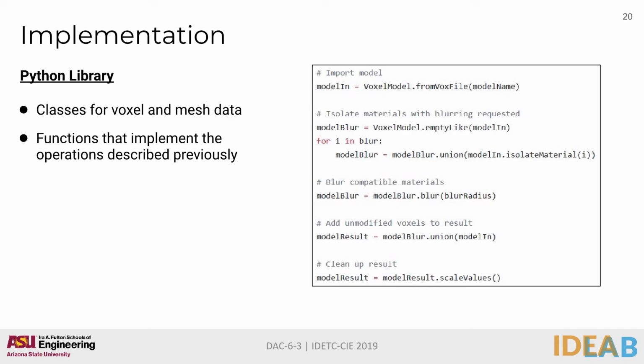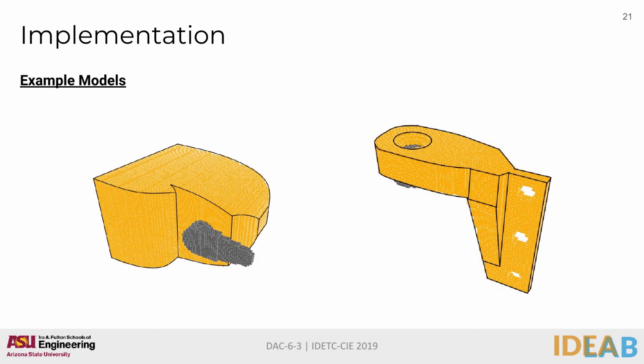Our Python implementation is built around classes for voxel and mesh data and includes functions and class methods for performing the operations described previously. The figure on the right shows a simple example of using our framework to apply a blur to a model. Using our Python implementation, we built a script to perform the algorithm described for generating clearances on an embedded part. We then applied this algorithm to a second model of the same class, showing how a single script can easily be used to process multiple models.